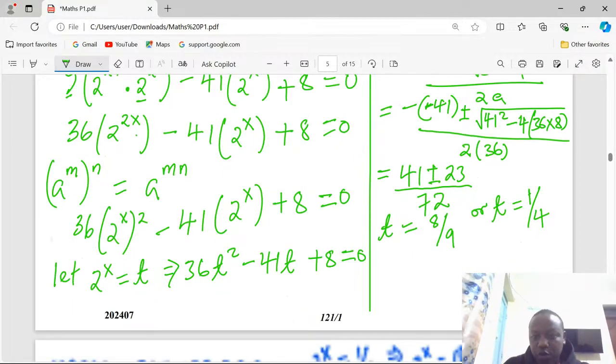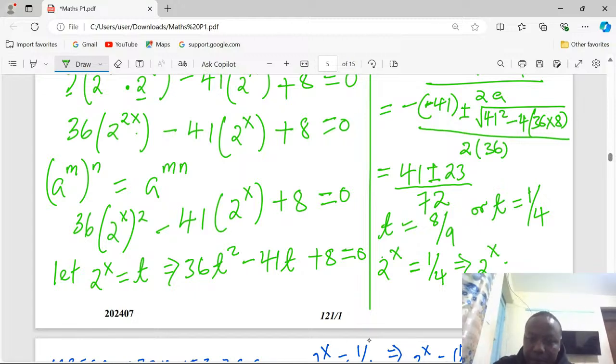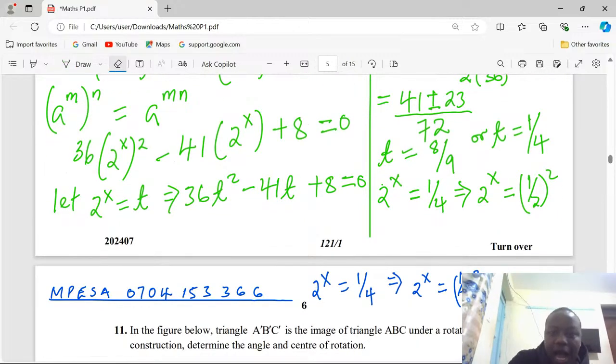Now with t equal to a quarter, we need to say that it is 2 power x that had been let to be t. So 2 power x equals a quarter. One option is a quarter. And to solve this one, we shall say that 2 power x equals a quarter, which can be written as a half power 2. Remember that. A quarter can be written as a half power 2.